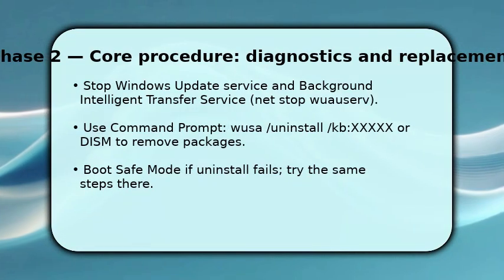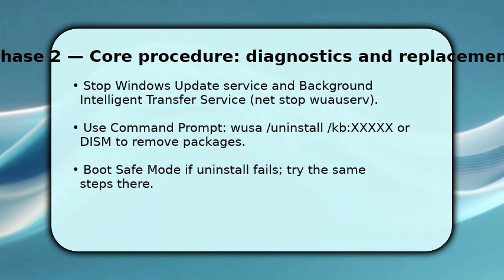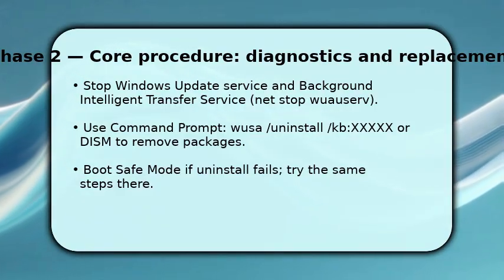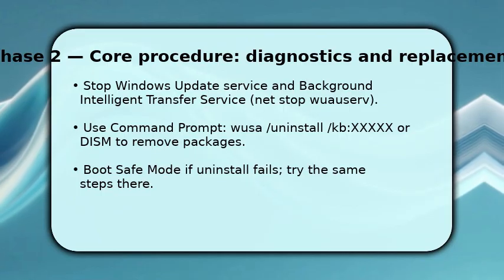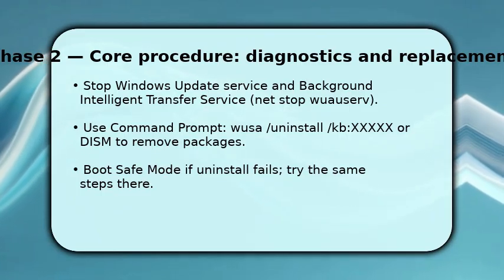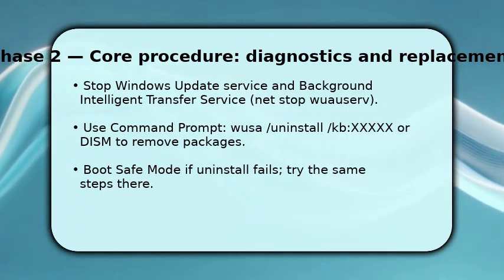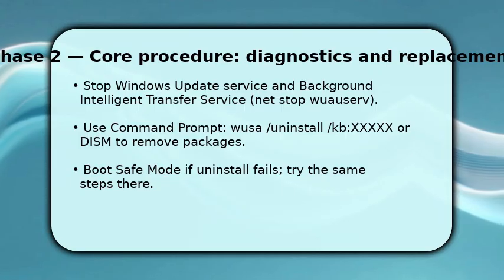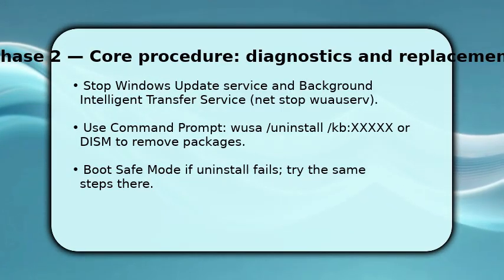If the GUI method fails, stop the Windows Update and BITS services using net stop commands because locked files often block removal. Then open an elevated command prompt and run wusa /uninstall /kb:xxxxx to target the specific update. Replace xxxxx with the KB number. Alternatively, use dism /online /remove-package to remove stubborn packages.